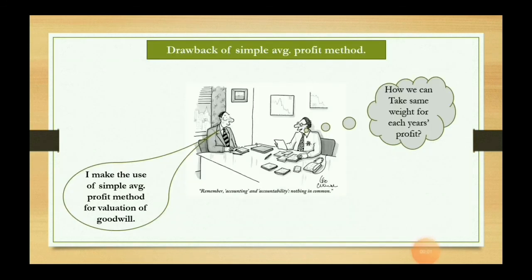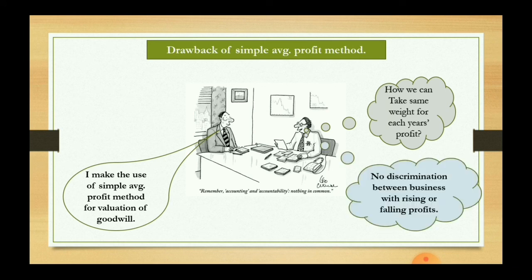Since that method was used by most accountants, but it also has one drawback. That method gives the same weight to each year's profit. It means it will create a problem when we want to discriminate between a business with rising profits and a business with falling profits. As you know, a business whose profits are rising day by day has a big amount of goodwill, whereas on the other side, a business whose profits are reducing day by day has a smaller amount of goodwill. We can't make those discriminations since the weights are the same.